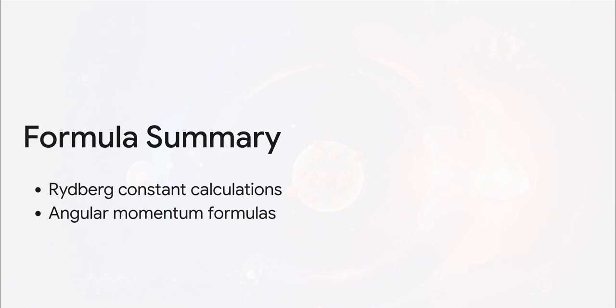Just a quick pro tip before we wrap up. As we're working through these concepts, make sure to keep a formula sheet handy. You're going to need it for quick calculations regarding things like the Rydberg constant for those emission spectral lines and the angular momentum formulas dictated by our quantum numbers. These aren't just abstract ideas. They are the highly precise mathematical tools that make all of these models actually work on paper.